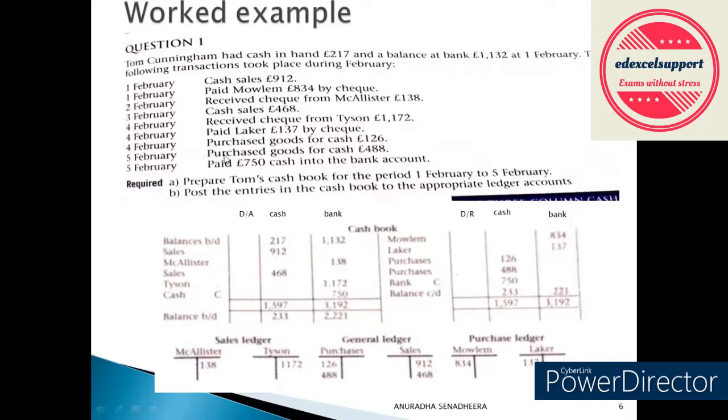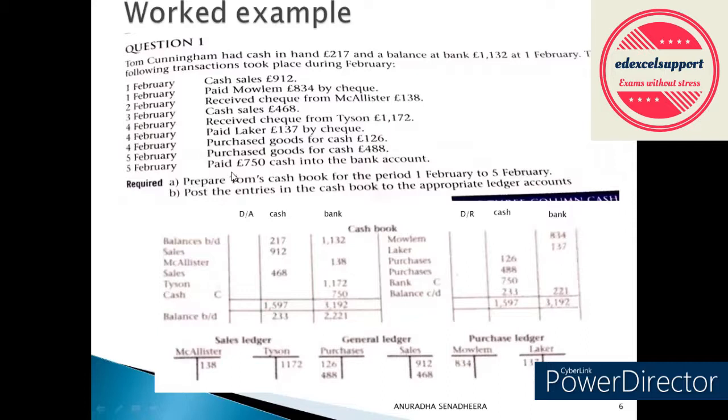5th February, first transaction is also about purchase goods for cash. So that means cash purchase. So purchase account will be debited, cash will be credited. We are concerned about cash, cash will be credited 488. Other account is purchase account. In the detail column, you have to write the purchase account.